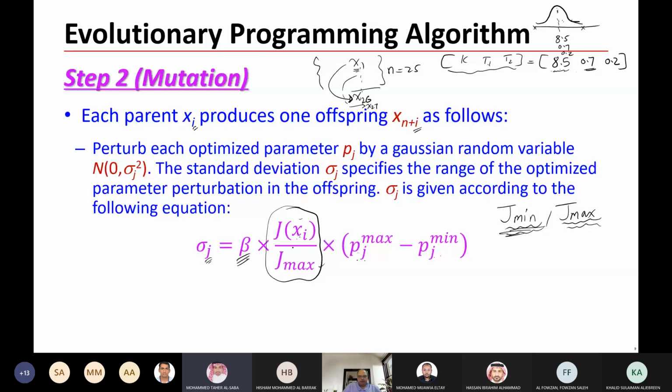Excuse me, doctor. Yes, please. I think this is dependent on the initial population. If the initial population has a good objective function, then it will be okay. But if it is not, I think it might be trapped in the local minima or local maxima again.